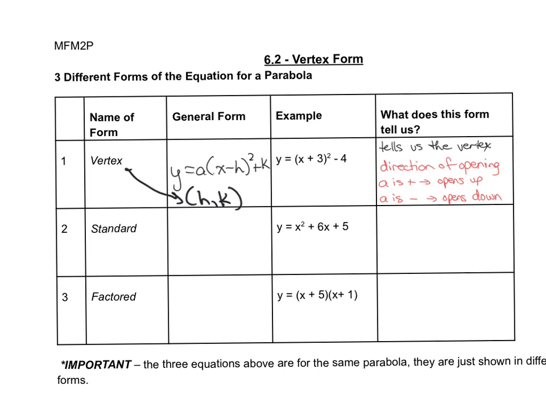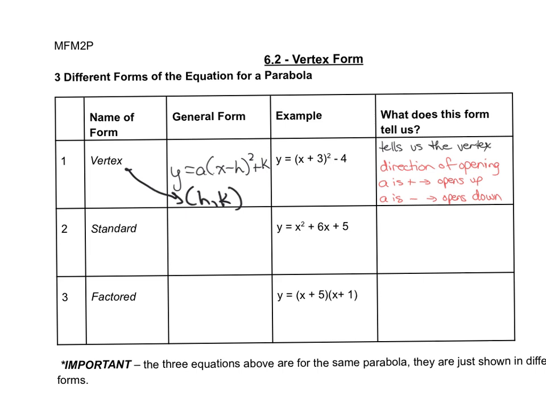So notice how in the equation it's negative h and the vertex is actually positive h. What it says is that the h value, or the x value of the vertex, is the opposite sign to what it is in the equation. It gives us the direction of opening, because if a is positive, it opens up, and if a is negative, it opens down.